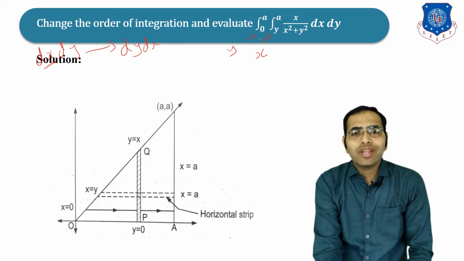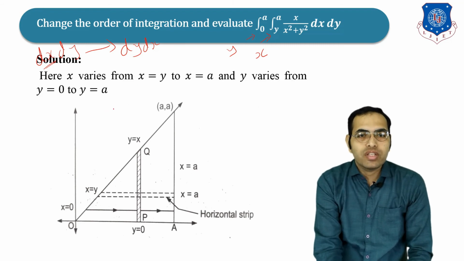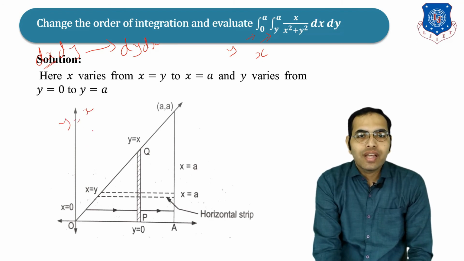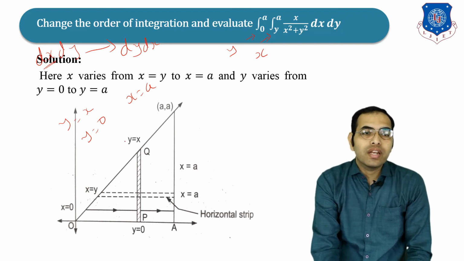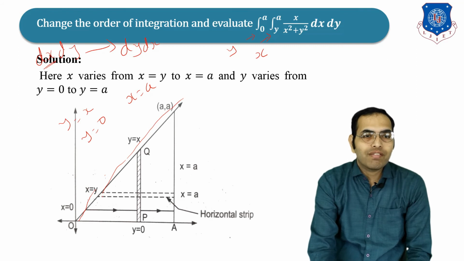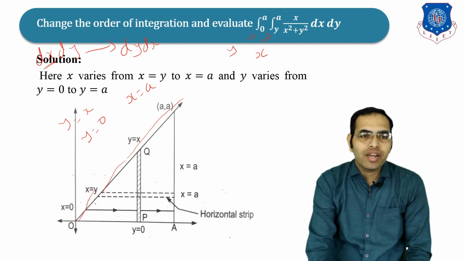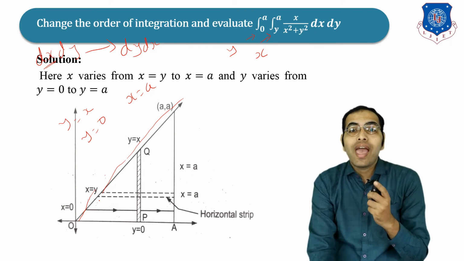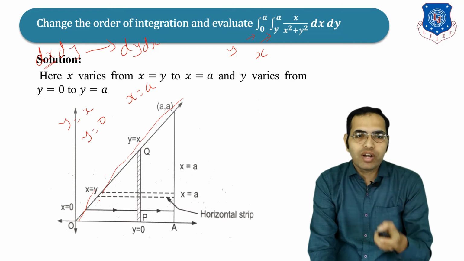According to this we have a total of 3 equations: firstly y equal to x, secondly y equal to 0, thirdly x equal to a. According to these lines we have to draw the region. Here the line y equal to x passes through the 45 degree angle. Consider this a straight line passing through the origin, an infinite straight line, with an angle between the x axis and y axis of 45 degrees.